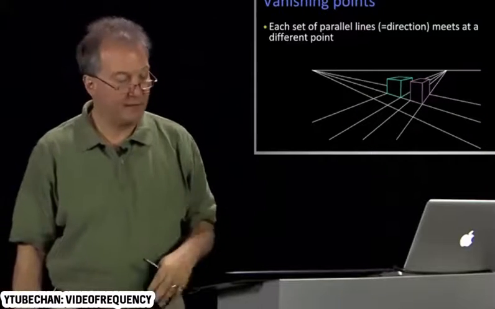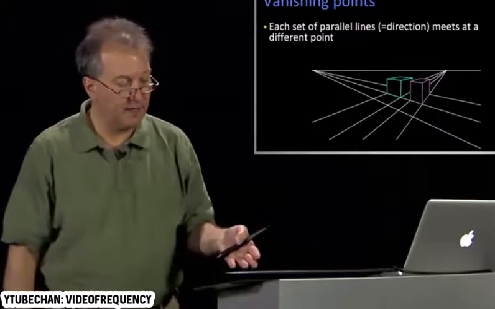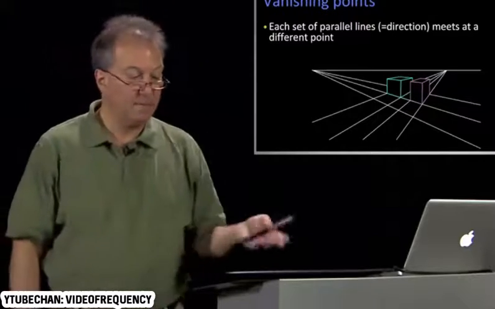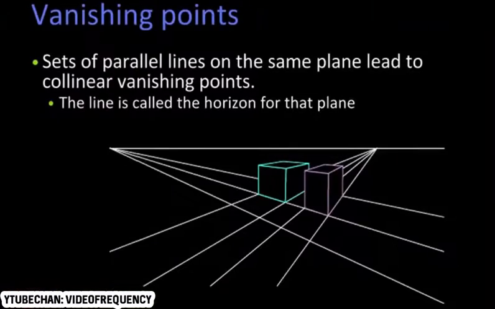These points are called vanishing points. Here it's demonstrated that each set of parallel lines, that means they're all in the same direction, meet at a different point. Another thing that's true is that parallel lines that are all on the same plane, they all converge to collinear vanishing points. And you know this as the horizon.